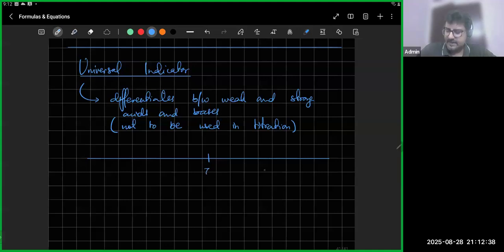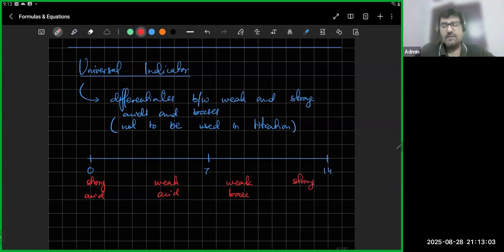Okay, so 7, 14 and 1, 0. So this is strong acid. Over here, somewhere close to 7, it's going to be a weak acid. And on the other side, a weak base. And the closer it is to 14, it's going to be a strong base. And in the middle, it's going to be neutral.